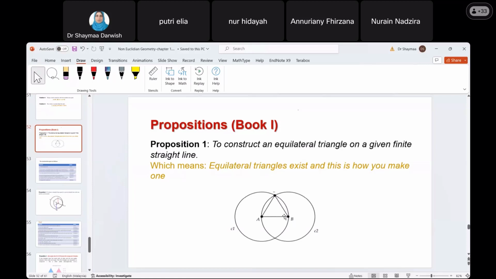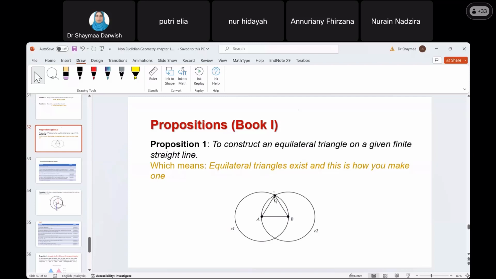First, we have the line segment AB. Then from B, we will draw a circle with radius AB and center B. Then we draw another circle with center at A and radius AB. Then for the point of intersection between the two circles, we can draw the two segments.